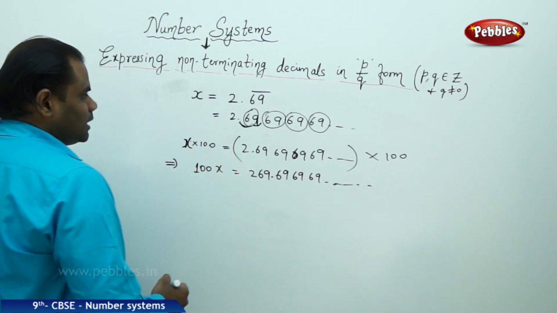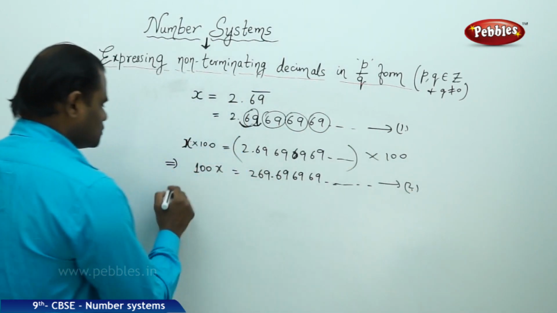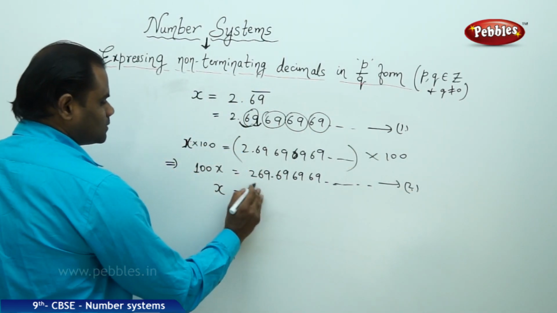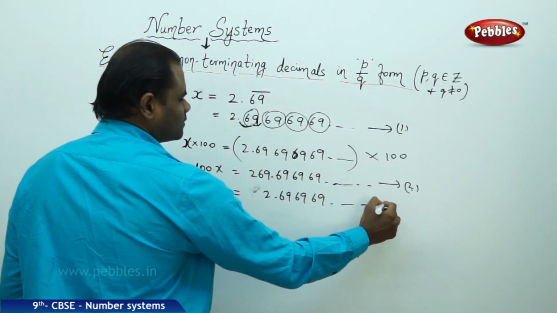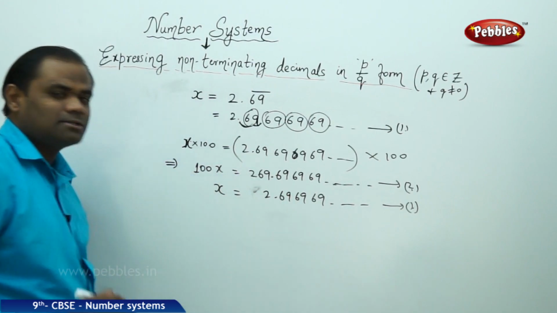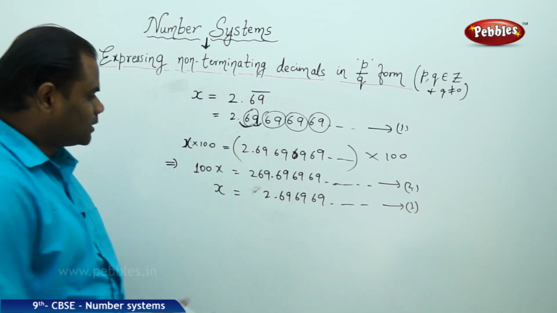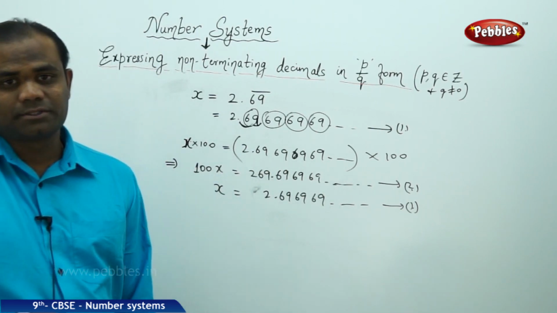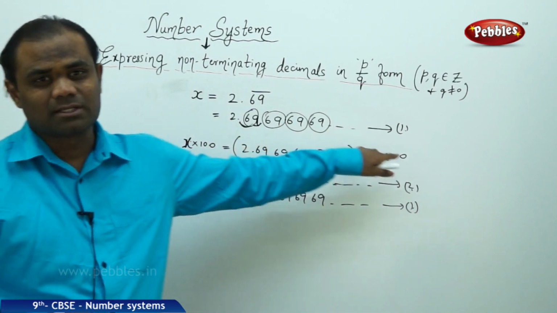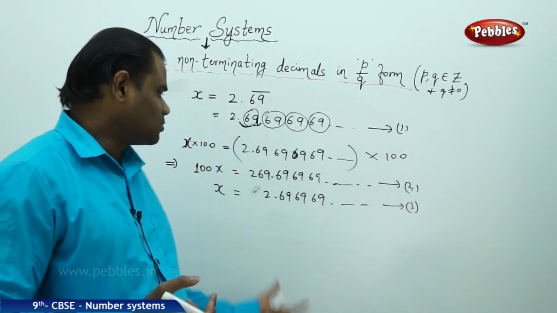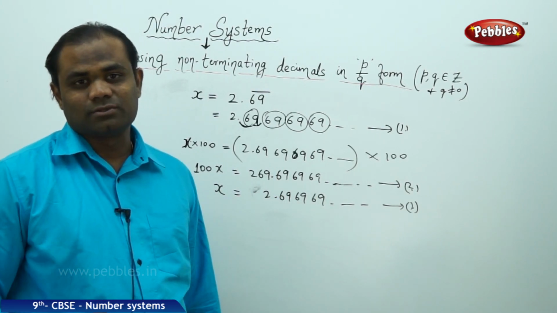And my original x converts to x equals 2.69696969. The reason behind keeping the decimals the same is that when we subtract, all the decimals should vanish. Therefore, in order to make the decimals equal, the only possibility is multiplying by 100 on both sides, so that I can subtract and all the decimal values vanish to 0.